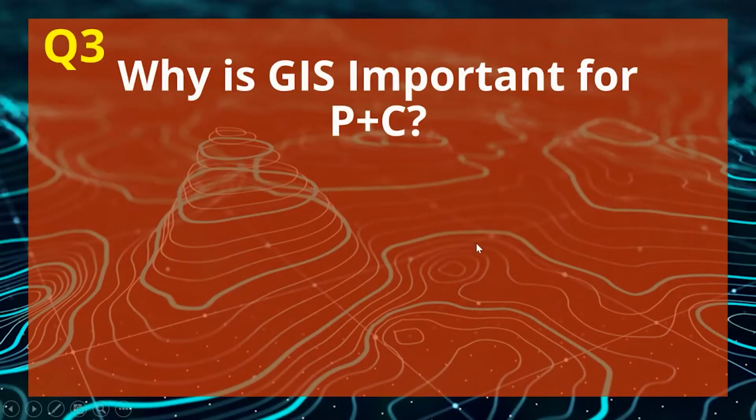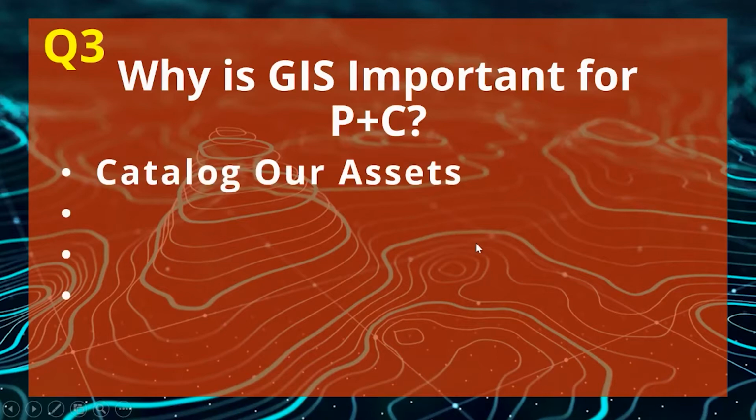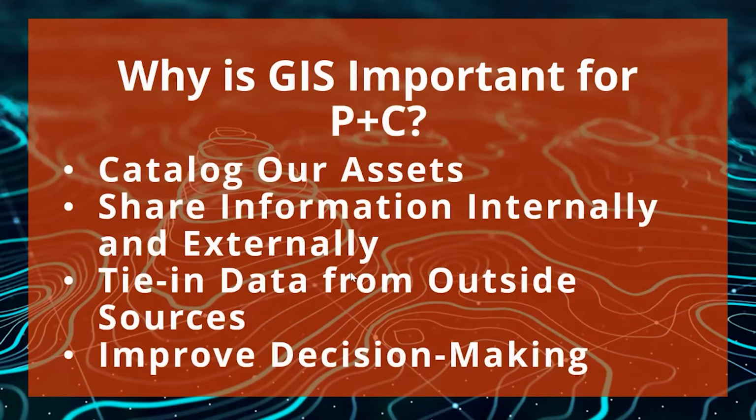So why is GIS important for parks and conservation? It allows us to catalog all of our assets, our points, lines, and polygons, our trails, our rare species, the boundaries of our natural areas. It allows us to improve decision making. When we can see all of our assets and explore these and learn more about them, how they exist and interact with other features in our database, we can make better real-time decisions with the data we have now available.